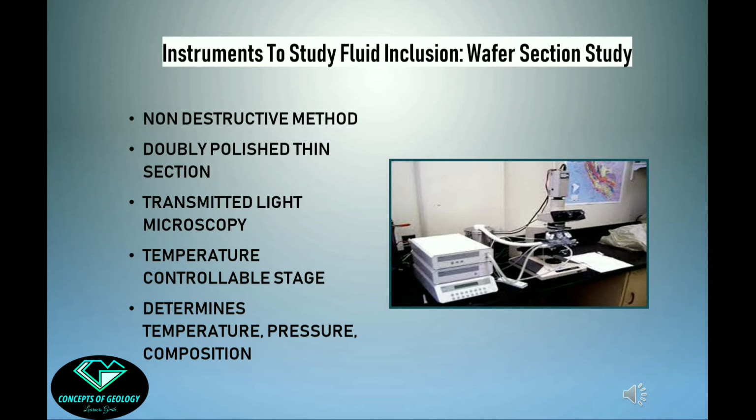Okay, we will need a temperature controllable stage because we are going to heat and cool the inclusion during the study. Now note here, we are heating and cooling the same inclusion and the process is totally reversible. Okay, so that is a non-destructive method. Through this method we are determining the temperature, pressure and composition of the inclusion.